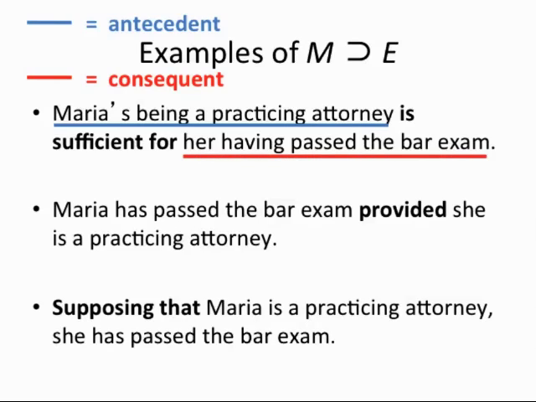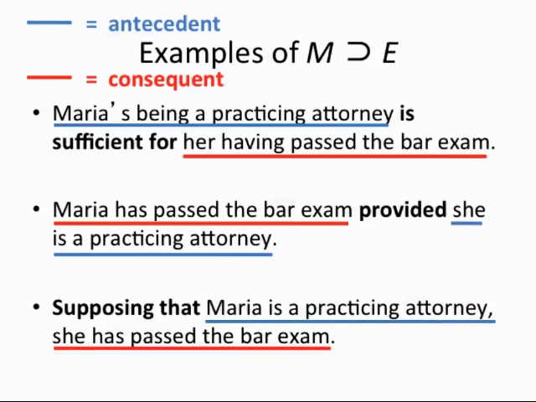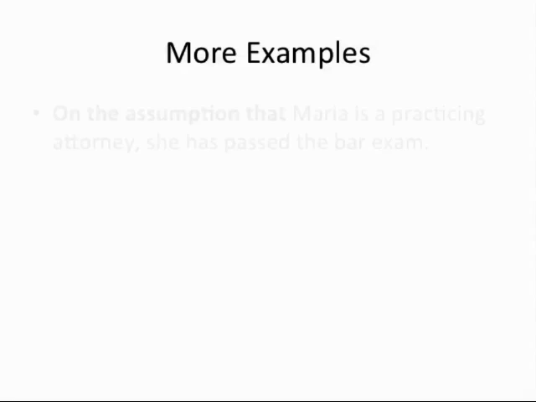In the first conditional, is sufficient for precedes the consequent. In the second, provided precedes the antecedent. In the third, supposing that precedes the antecedent. Here's a few more examples.